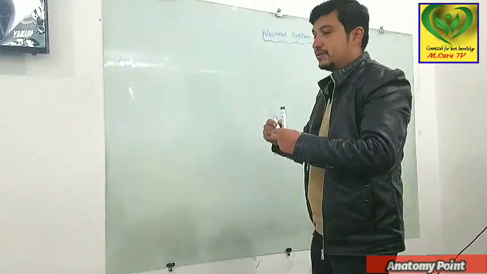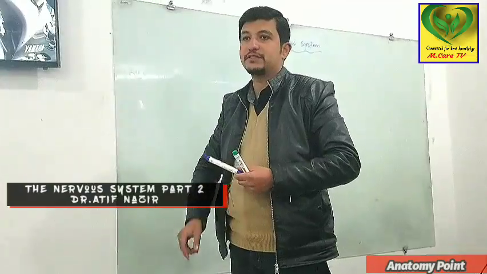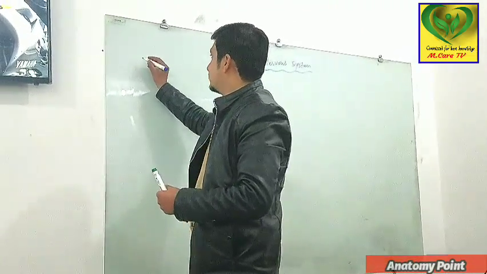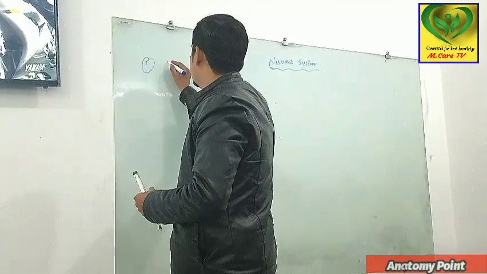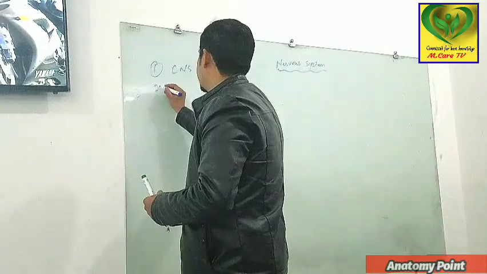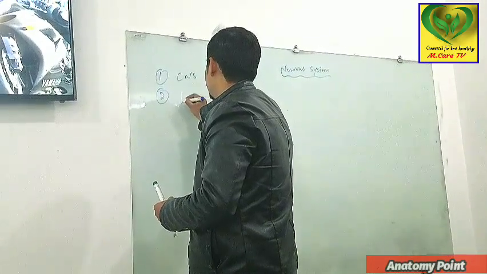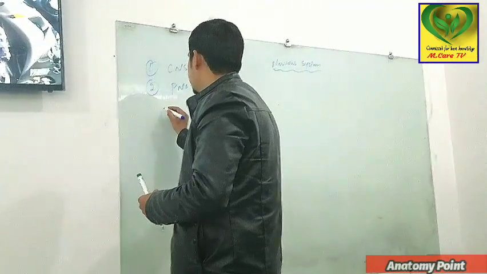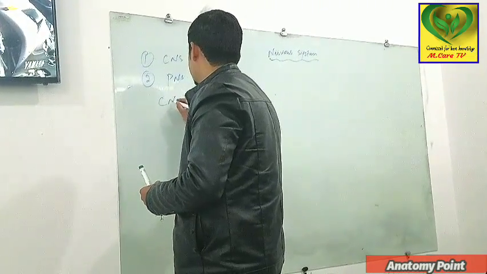Nervous system. Remember, the nervous system consists of two parts. It has two types. The one is called the central nervous system. And the second one is called the peripheral nervous system, CNS and PNS.